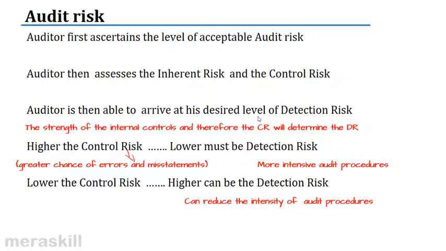Inherent risk is anyway there. I assess what it is. Control risk is controlled by the management. Auditor doesn't have any control. He assesses what it is. He knows the acceptable degree of audit risk. Now he therefore arrives at what his detection risk should be. Higher the control risk, lower must be the detection risk. See, inversely proportional, correct? They are related in an inverse manner, not directly related. Lower the control risk, higher can be the detection risk. I may not have very, very intense audit procedures.